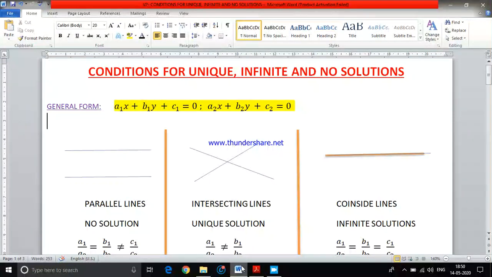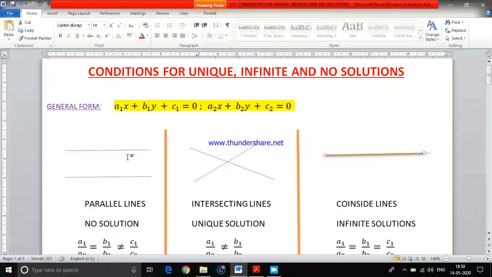In the last class introduction part, in the first video, we discussed that if I have a pair of linear equations, there are three possibilities. One, lines can be parallel. So this is the case where the lines are parallel, the first one. Then the lines can intersect at one point. This is condition 2. And condition 3 is lines coincide with each other.